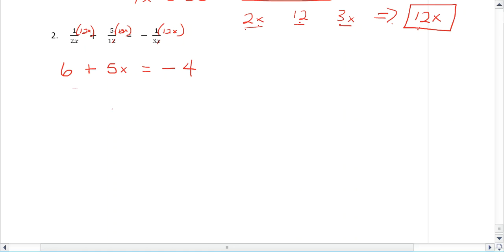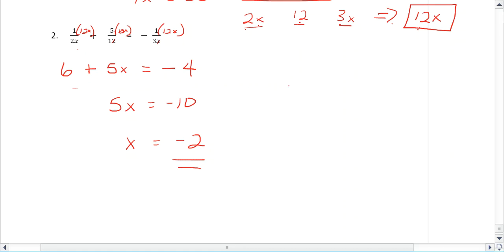Subtract a 6 from both sides, and I get 5x equals negative 10. Divide both sides by 5. X is negative 2. So let's mentally grab this negative 2 here and plug it back into the original and check this answer.